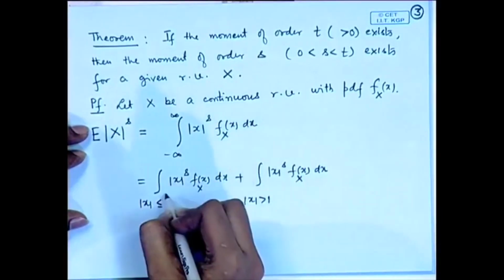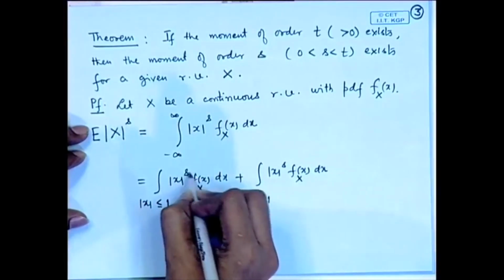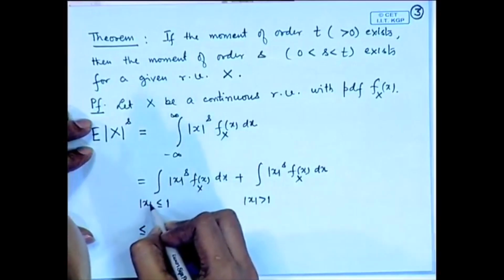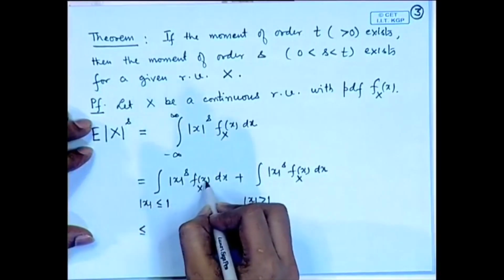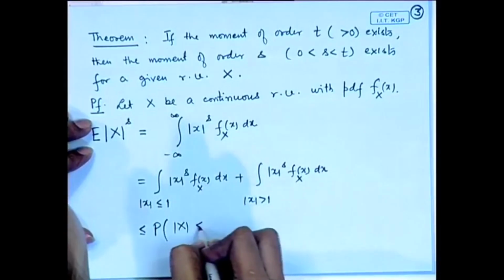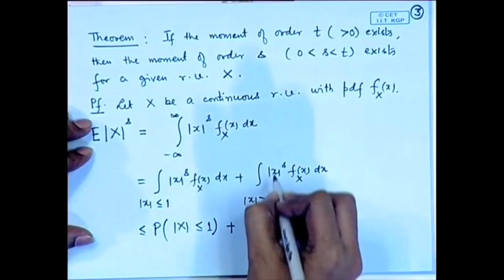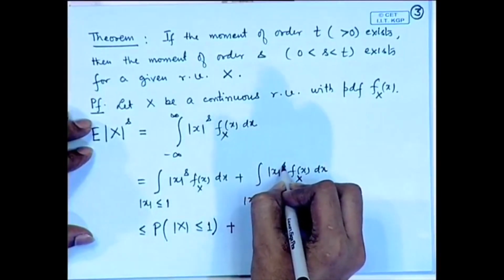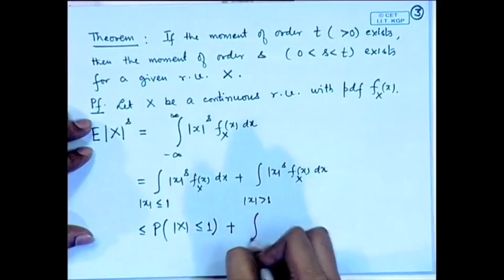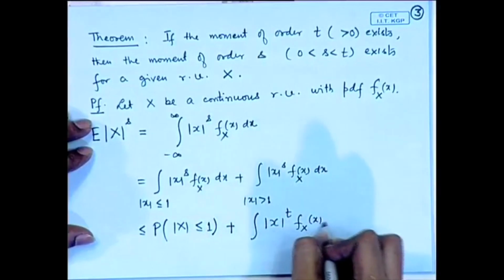In this region where modulus x is less than or equal to 1, I can replace this by 1. So, this is less than or equal to the integral over modulus x less than or equal to 1 of f x dx, which is nothing but the probability that modulus x is less than or equal to 1. When modulus x is greater than 1, if I replace this power s by power t, I will get a bigger quantity. So, this becomes modulus x to the power t f x dx.